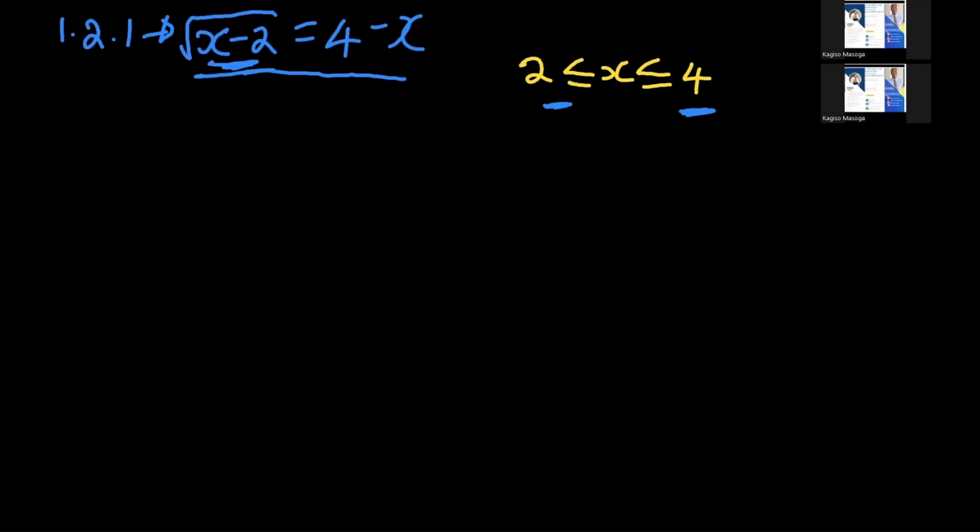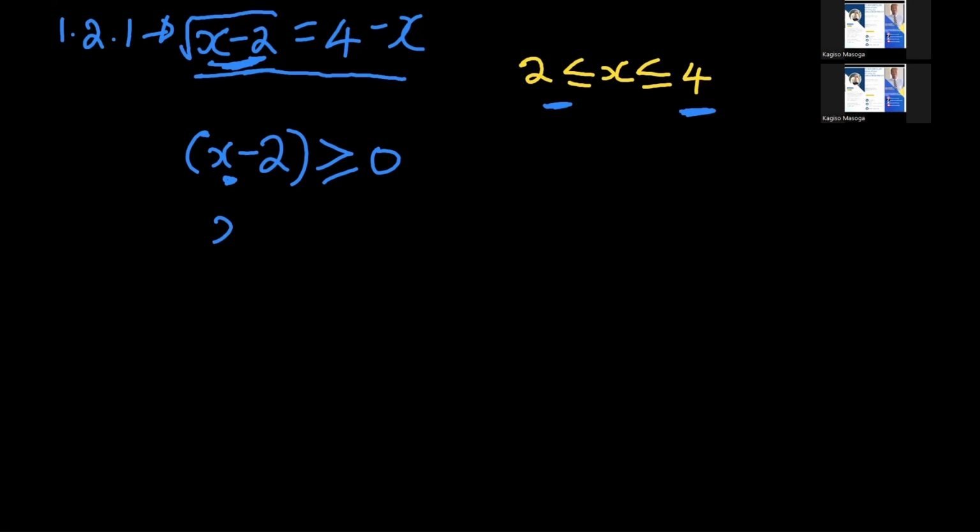Meaning x has to be at least 2. So this is what we have here, x minus 2. Since the square root cannot be negative, x minus 2 must be greater than or equal to 0 to make this expression true. When we plug in a 2 here, it's going to be 2 minus 2, which gives us a 0.